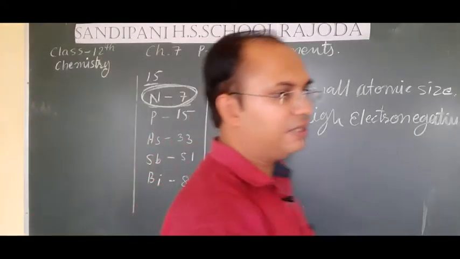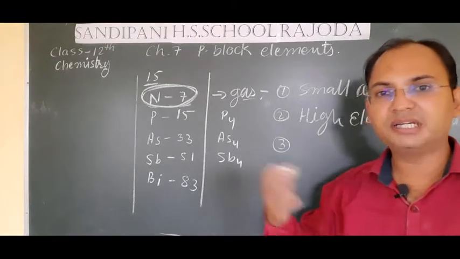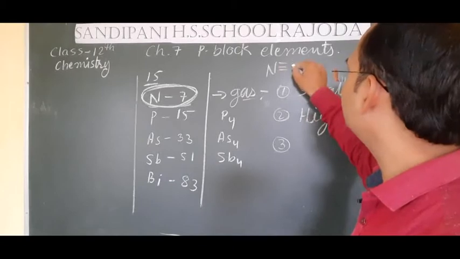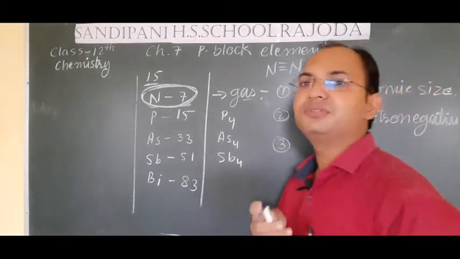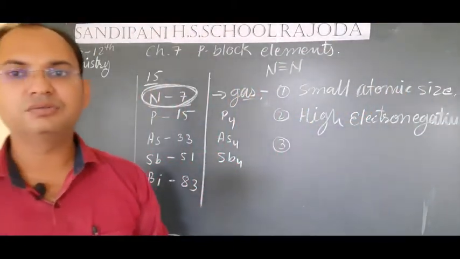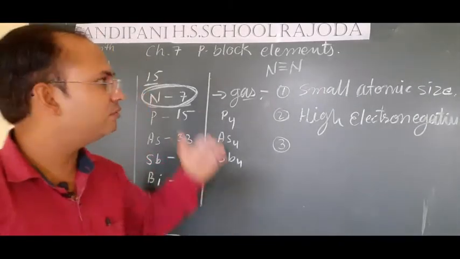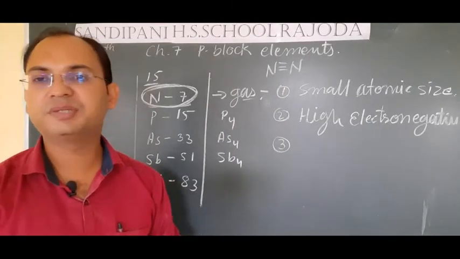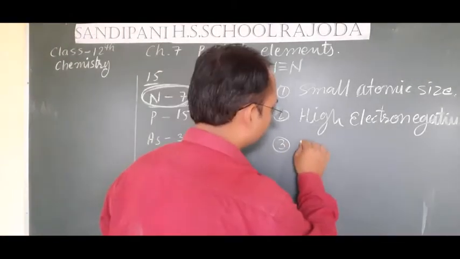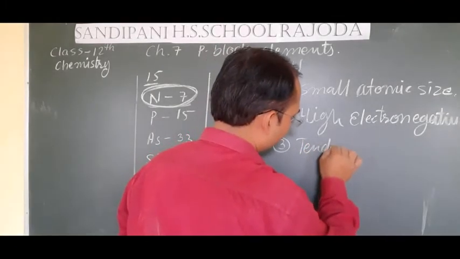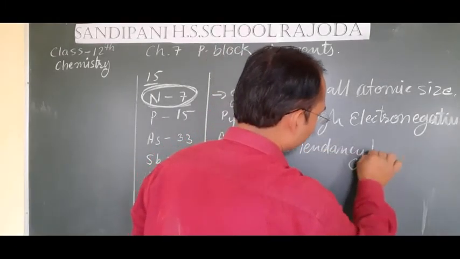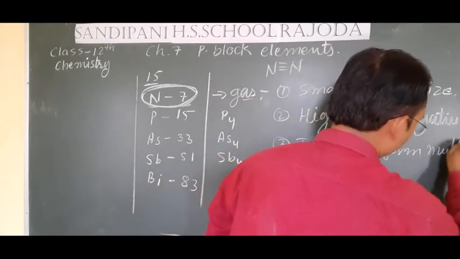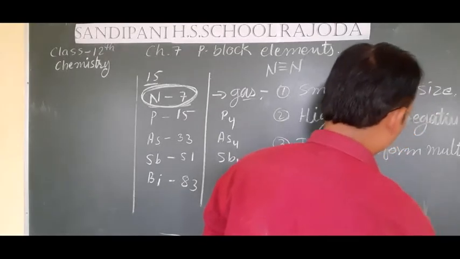The third reason is that nitrogen forms multiple bonds. We have seen that in the diatomic molecule of nitrogen, 3 bonds are present. So this property of forming multiple bonds is also responsible for the anomalous behavior of nitrogen. So the third point is the tendency to form multiple bonds.